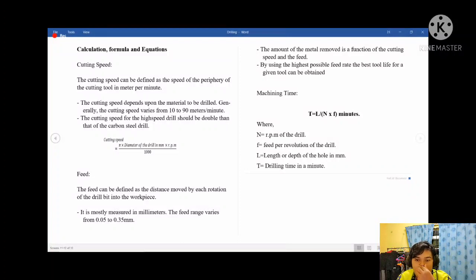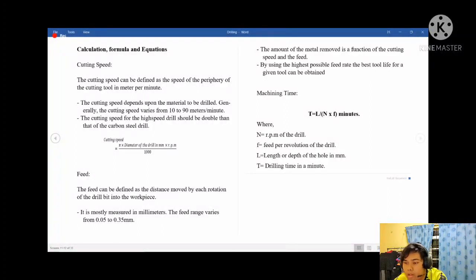And for the calculation formulas and equations, the cutting speed formula is defined as the speed of the periphery of the cutting tool in meters per minute. So this is the formula. And the second one is feed. The feed can be defined as the distance moved by each rotation of the drill bit into the workpiece. It is mostly measured in millimeters. The feed range varies from 0.05 to 0.35 millimeter.